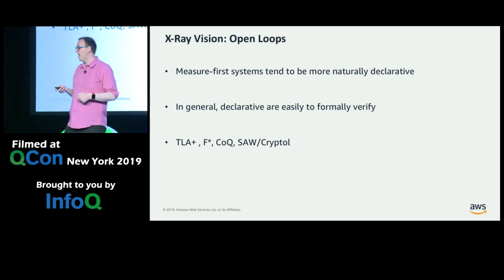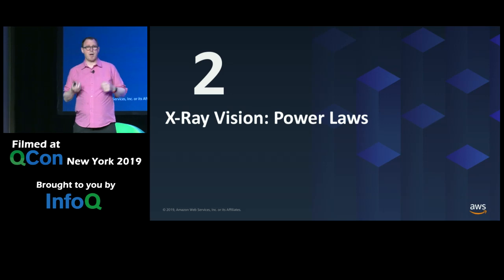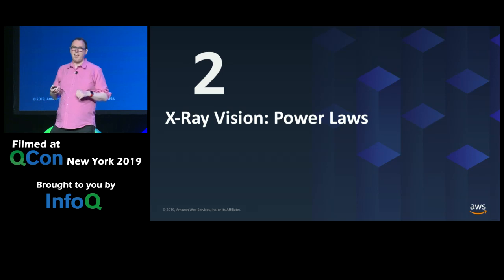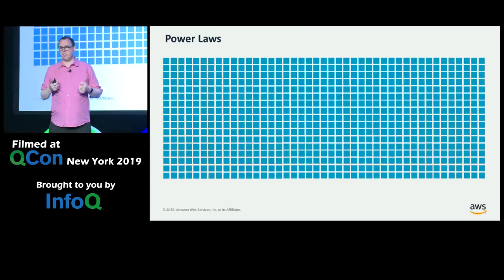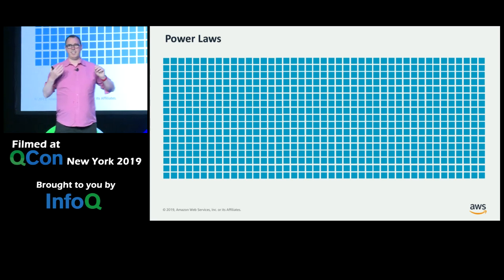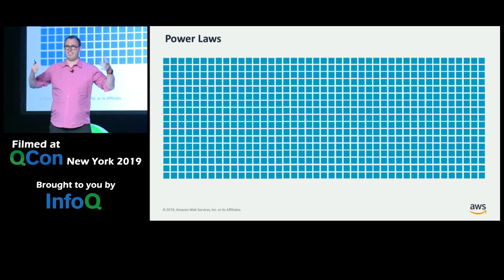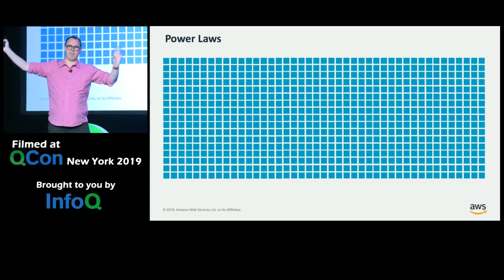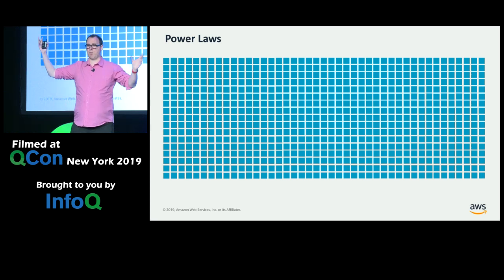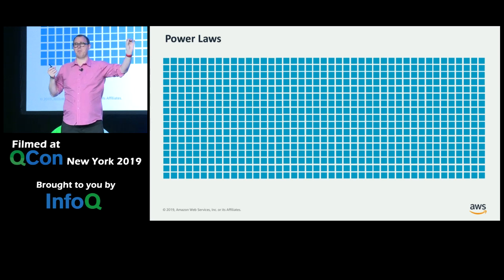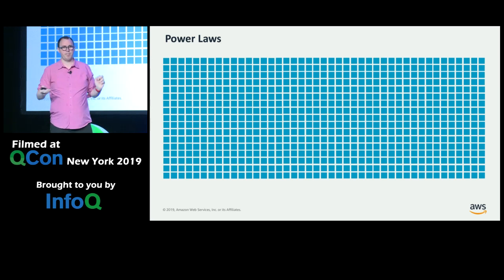Look for open loops. So the second is about power laws, right? It's about looking for power laws in systems and how to fight them. The reason for this has to do with another mental model that I have, which is around how errors propagate. Imagine your distributed system, in my case, the cloud, as one big uniform collection of boxes. These boxes might represent hosts or applications or processes or however granular you want. These could be every tiny little bit of memory on every device in your entire system, right?